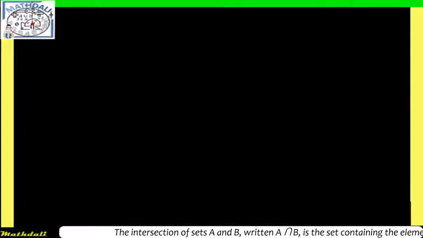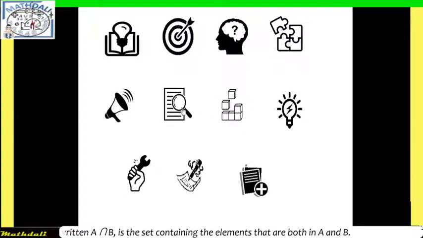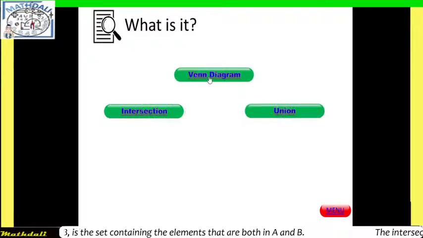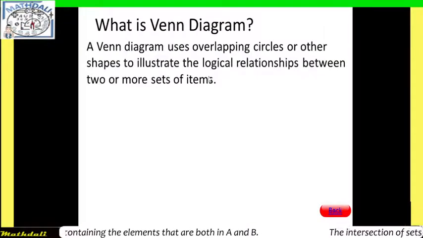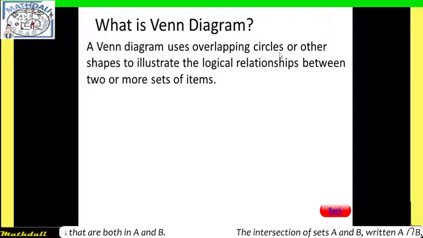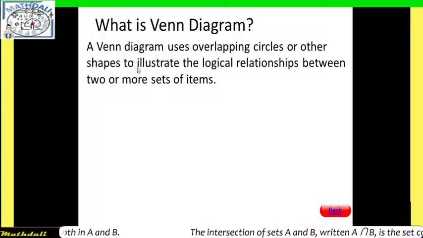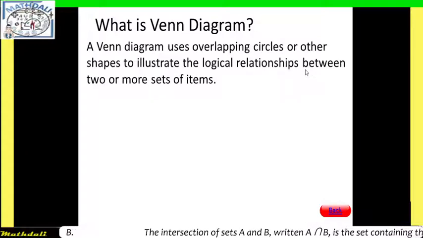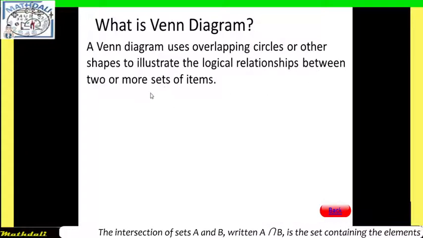Morning. Sa video na ito, pag-aaralan natin ang tungkol sa intersection at union. Okay, so simulan natin sa Venn diagram. Ano ba ang Venn diagram? A Venn diagram uses overlapping circles or other shapes to illustrate the logical relationship between two or more sets.